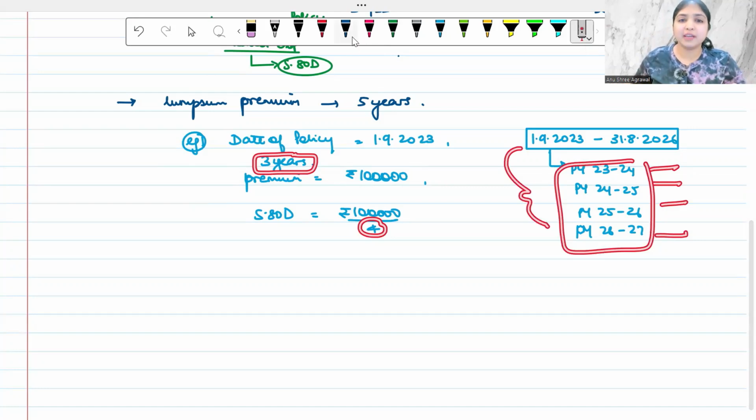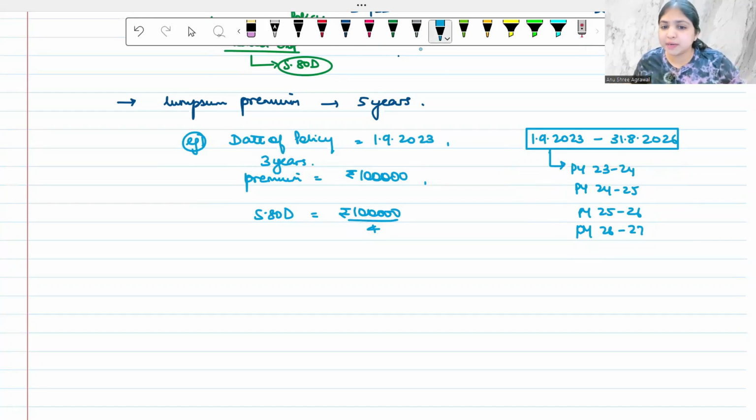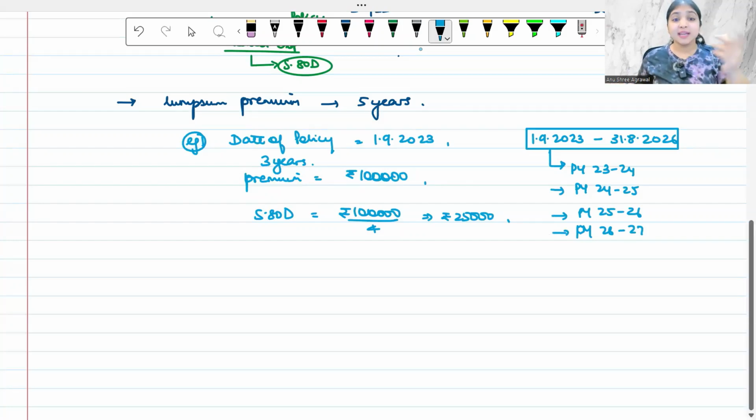So 1 lakh divided by 4, 25,000 per annum, you will get as a deduction under section 80D. Per annum for these 4 years. For these 4 years, you will get a deduction. 25,000 per year, you will get a deduction for 4 years. Tell me this, did you understand?